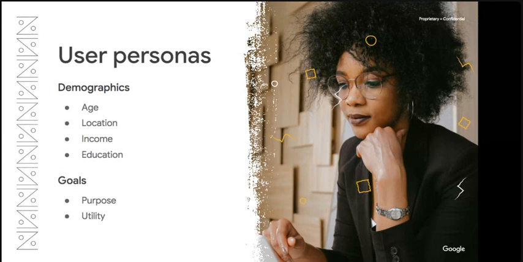Obviously, looking at demographics as well as goals. So we're looking at the age, location, income, education, as well as purpose and utility as part of the goals. Any user persona? Do you know who's going to use your product?